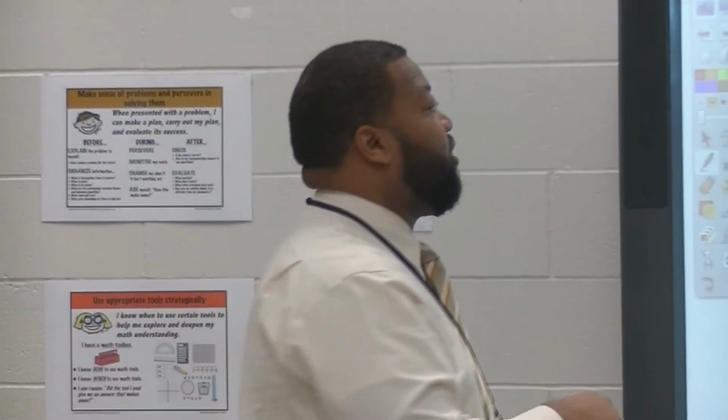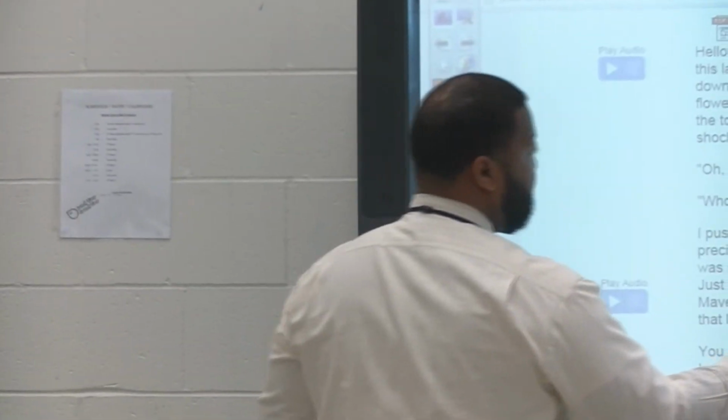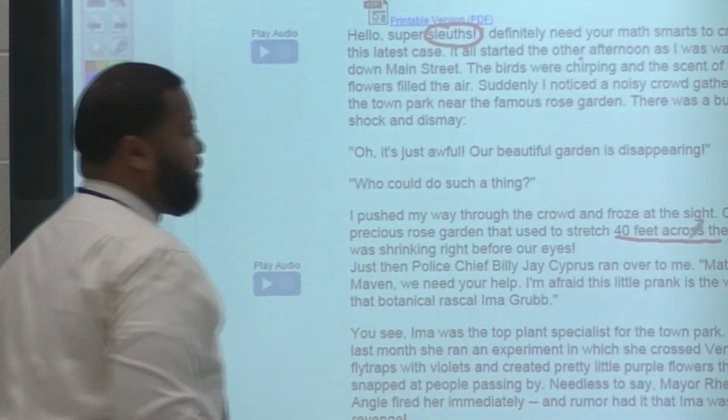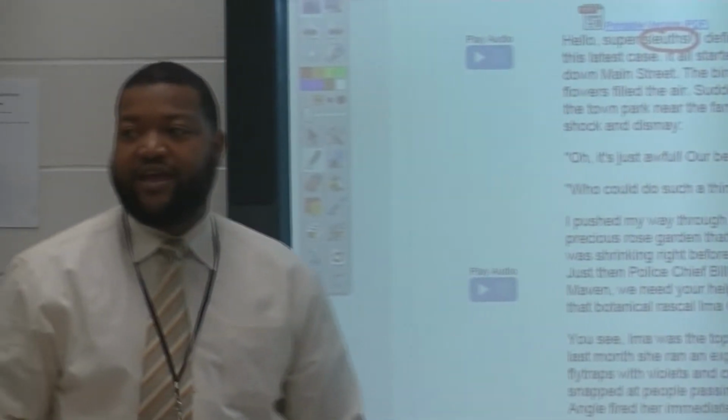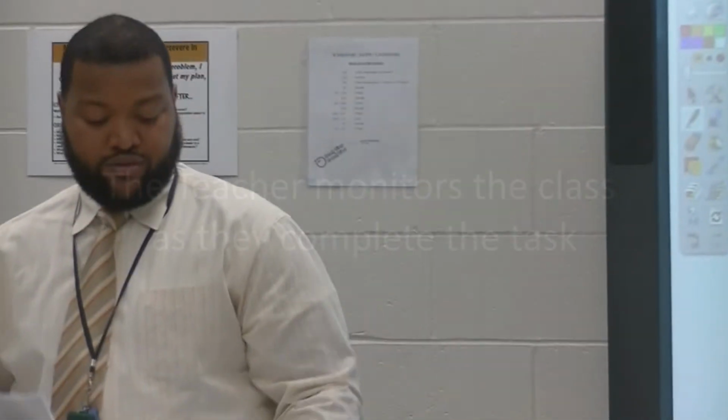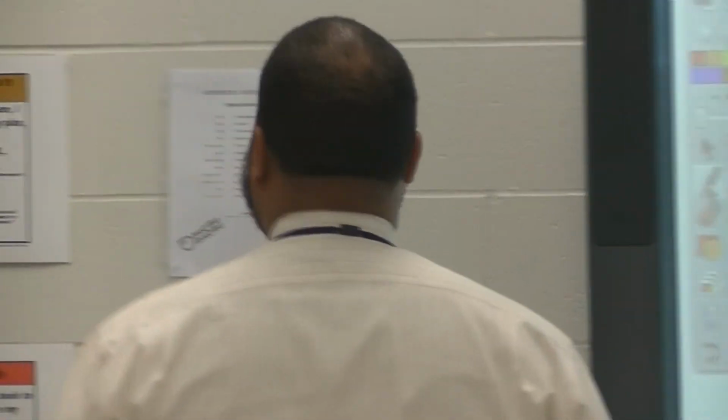Circle words we do not know. Underline what's going to help us solve it. And then list any math terms that we find. All right, you may begin. So, who wants to tell me something that they underlined that's going to help them solve the question, or to solve the mystery?